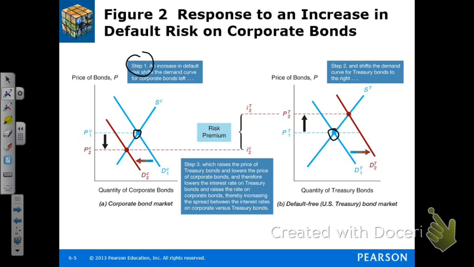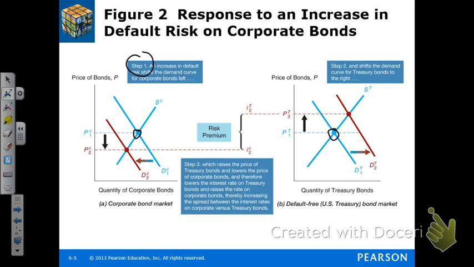Although the way the graphs are drawn, it seems like P1C and P1T are identical, they don't have to be. Are we all clear on that? We are just going to start with the idea that these 2 markets are in equilibrium. And suddenly there is an increase in default risk. How can that even happen? How can suddenly the default risk go up of certain assets or whatever?